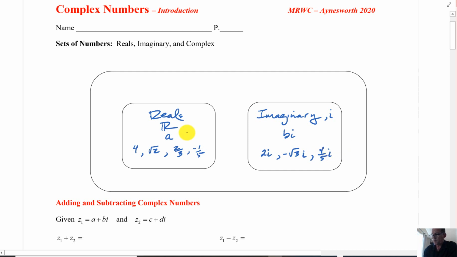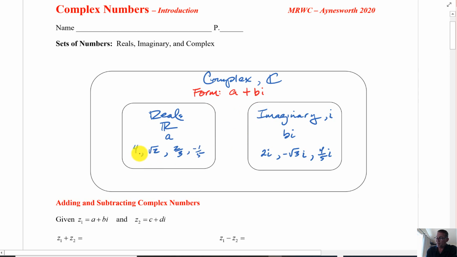Whenever you take a real number and add or subtract it to an imaginary number, you get what's called a complex number. Complex, we're going to denote it by the capital C with a line through it. And the form of any complex number is a plus bi. Remember, this b can be negative. Whether you add a real with imaginary or subtract a real with imaginary, it doesn't matter. The complex form is a plus bi.